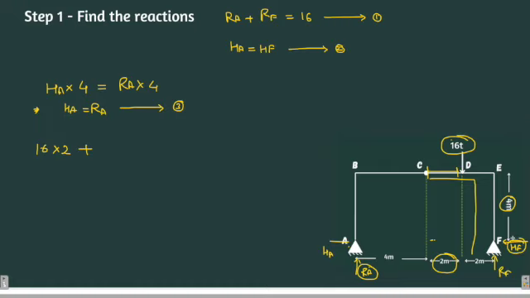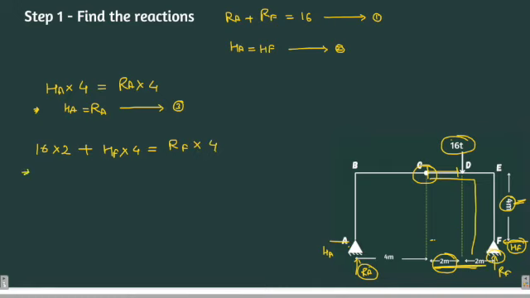HF is producing another clockwise moment. It is trying to rotate the frame in the clockwise direction about point C. So HF into, how much is the distance? Distance between HF and point C is 4 meters. Here it is given 4 meters. Must be equal to RF, which is trying to rotate the frame in the anti-clockwise direction about point C. So RF into, what is the distance between RF and C? It is 2 plus 2, that is 4 meters.